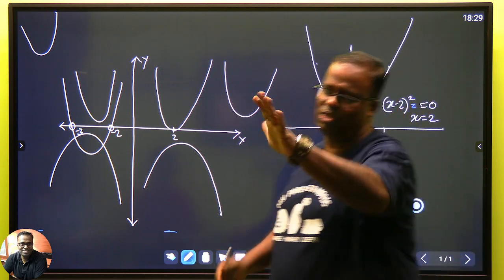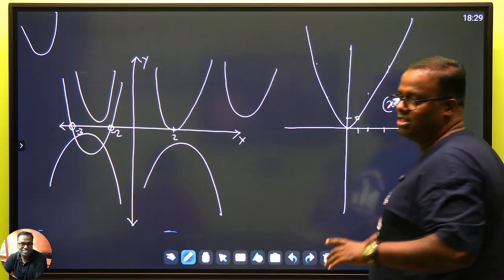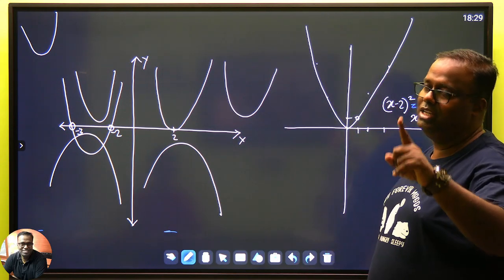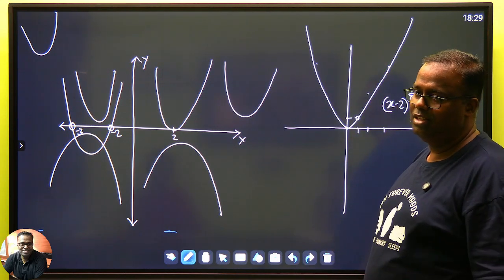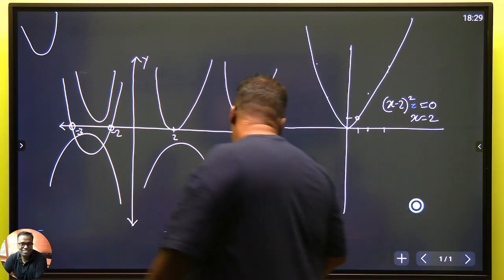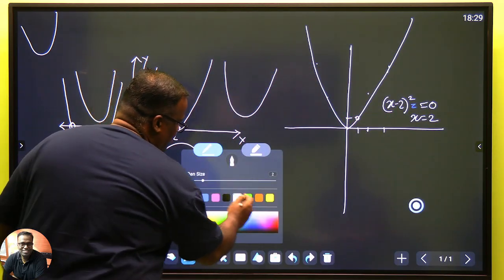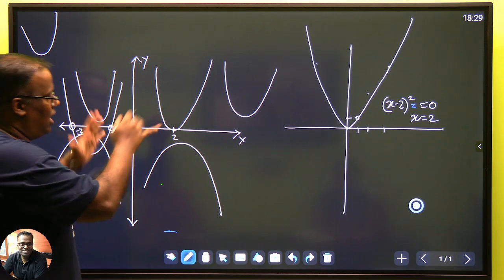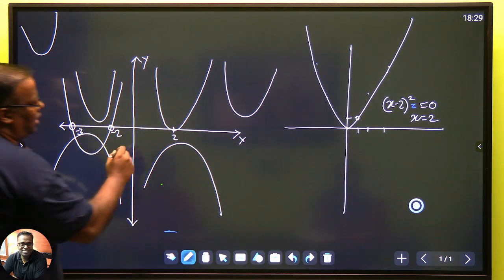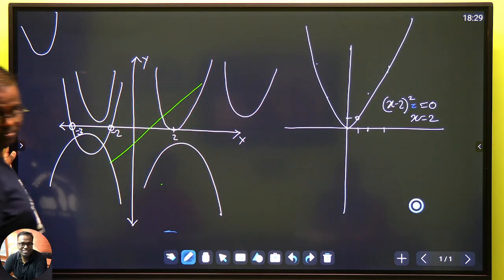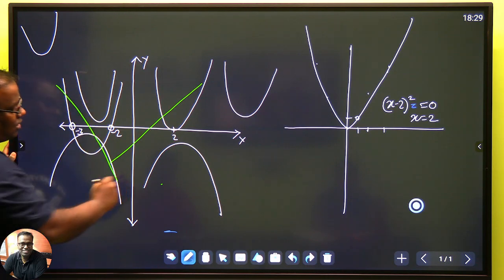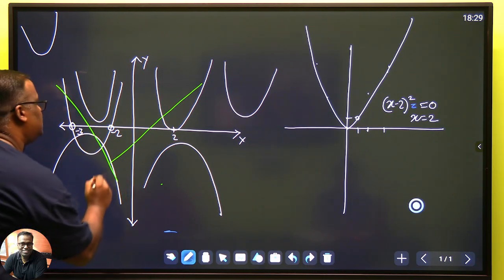Acha, tell me one question. We say linear equations have got one solution. A linear equation is a straight line. A straight line, let me change my pen color, okay? A straight line can touch a quadrant in how many ways? Can it touch like this? Like this? Like this?